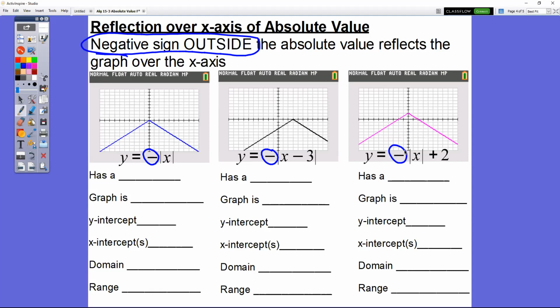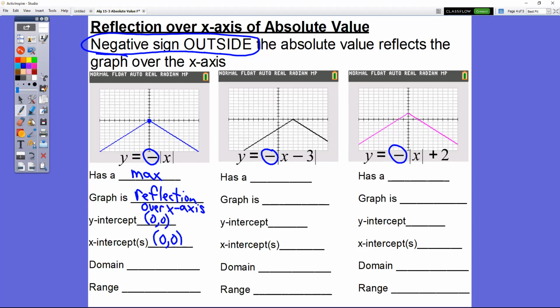So this has a max this time, as compared to the original parent function of just the absolute value of x. The graph is a reflection over the x-axis. The y-intercept, where the line crosses the y-axis, is right there in the middle at (0, 0). Where it crosses the x-axis is the same exact point, (0, 0).